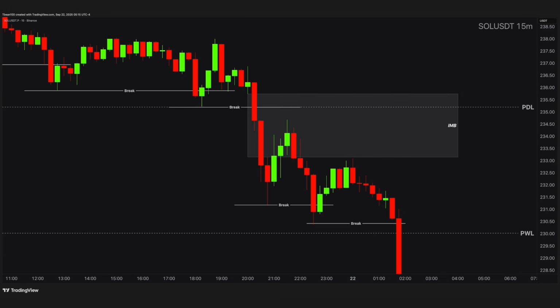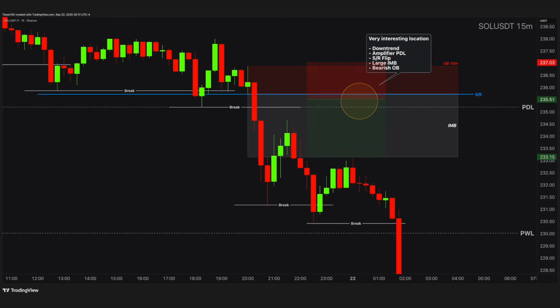Notice three very clear things here. First, we have this big imbalance area. And right above it, we can see the order block, which happens right around an SR flip and a PDL amplifier. So this yellow circle marks an extreme point of interest for me. If you set a limit order here for a 2-hour setup, I think that's a pretty reasonable and acceptable move.